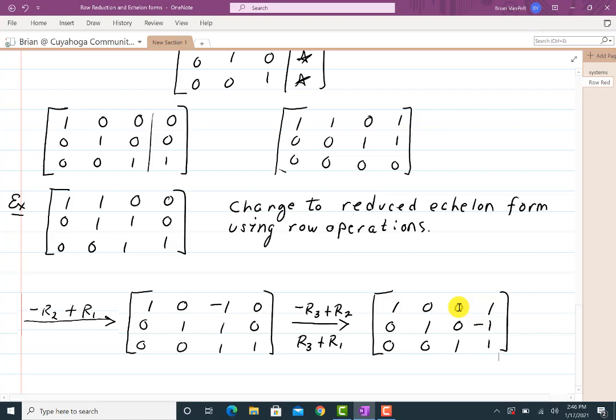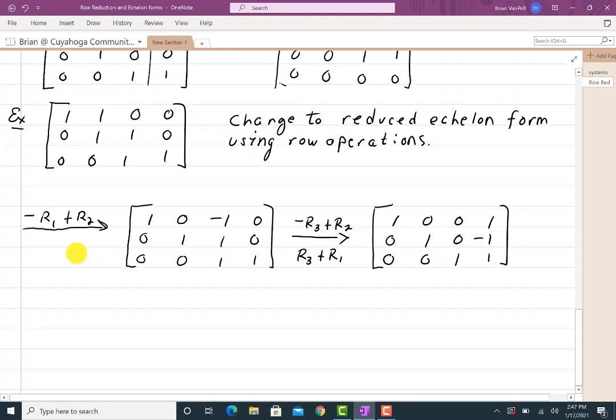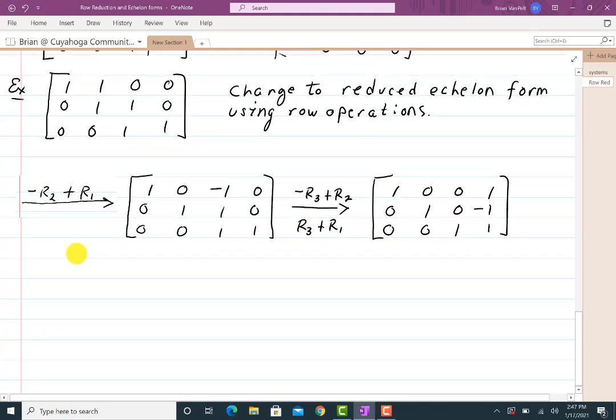I apologize if I used the word row. I think somewhere in my speaking I said row instead of column. But just keep in mind the things that we have to do for reduced echelon form. All of the terms that were given in terms of column. Let's try one that's a little more complicated.